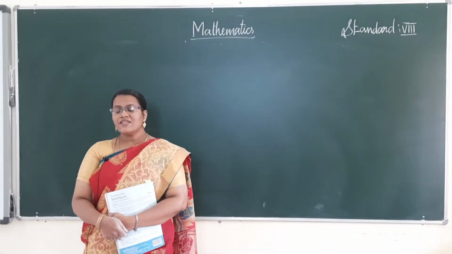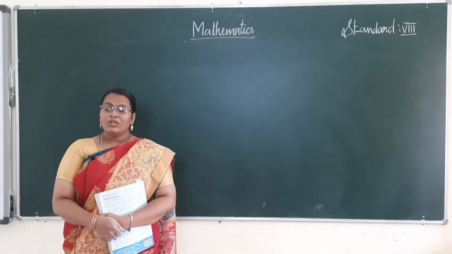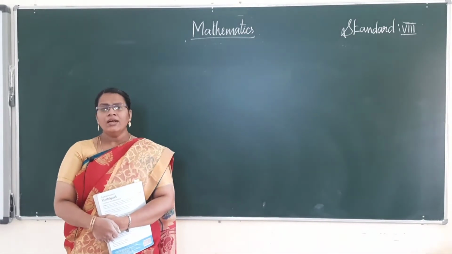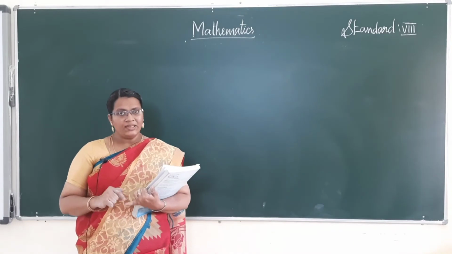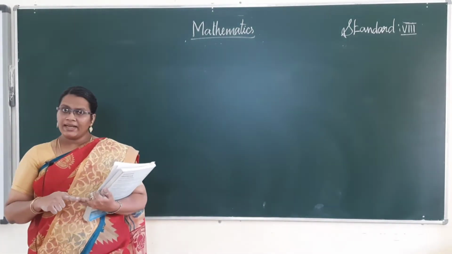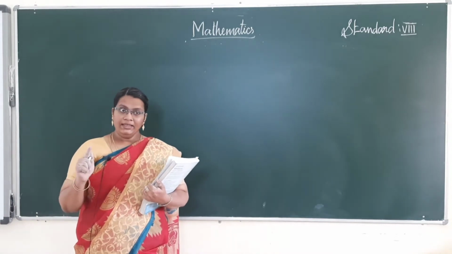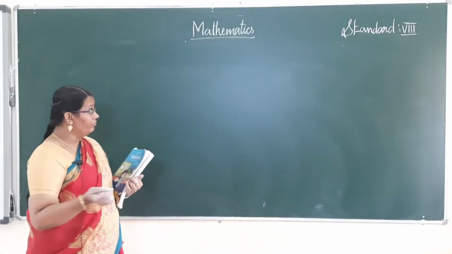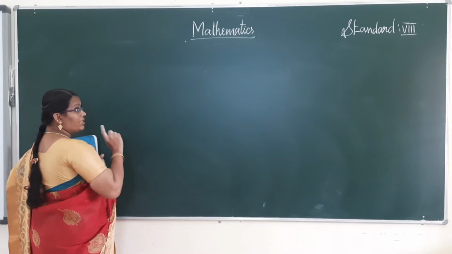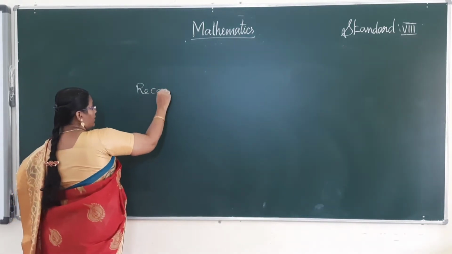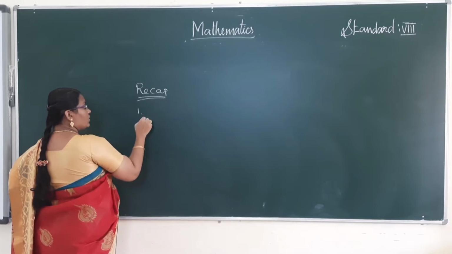In the previous class we learnt about the alternate methods of squaring numbers. The first one is the column method, the second one is the diagonal method, and the third one is squaring numbers ending in 5. The first one is the recap: the column method.